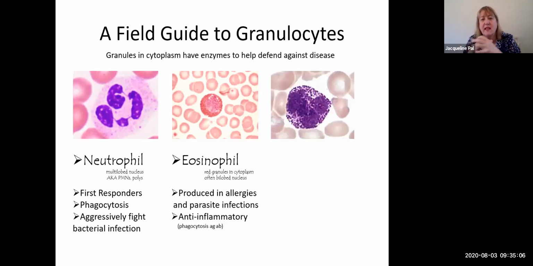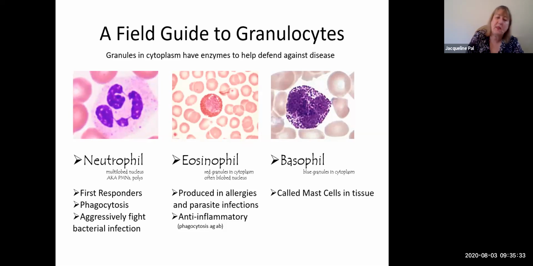Now contrast that one to this one, and here you see that the granules are a dark bluish purple in color, and that is not eosin, that's the other stain. And so this is known as a basophil with all those blue granules in the cytoplasm, and usually it really obscures the nucleus, makes it hard to see, because the nucleus usually stains the same color as the blue granules.